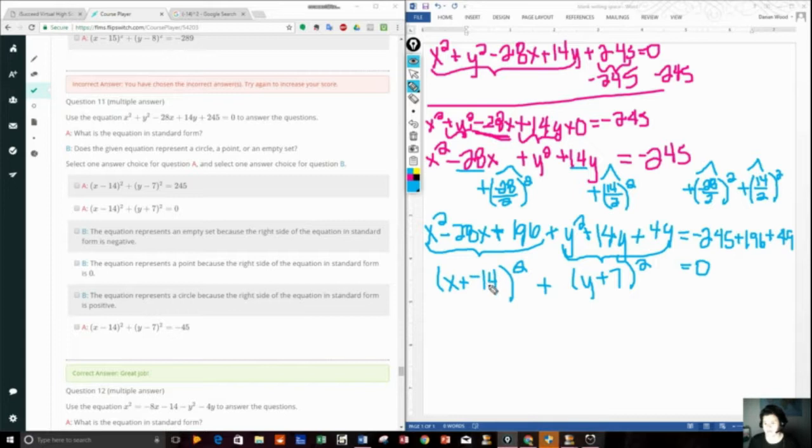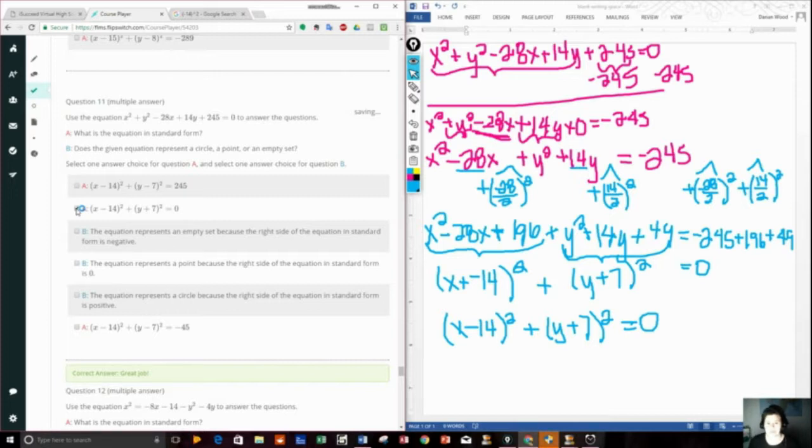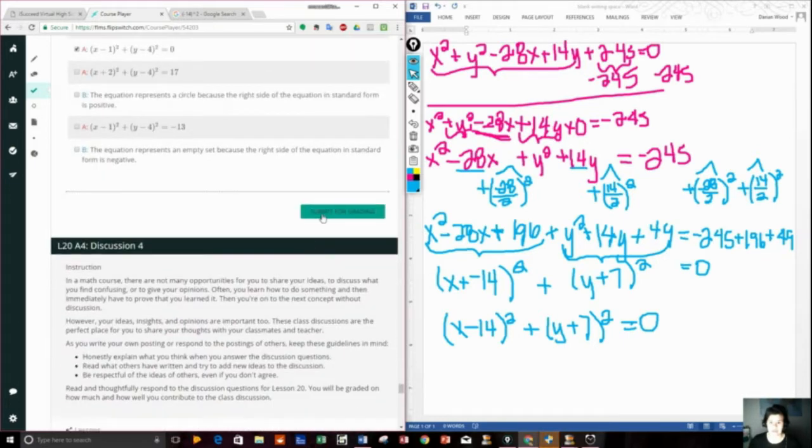So x plus a negative 14 is just x minus 14 being squared plus y plus 7 squared, and that's going to equal 0. So we're looking for our equation x minus 14 squared plus y plus 7 squared equals 0. And since it equals 0, there is no radius, there's no distance. So it represents a point. And then we're going to check that.